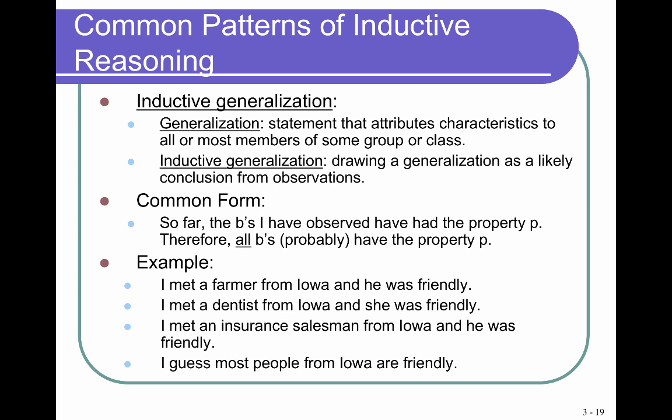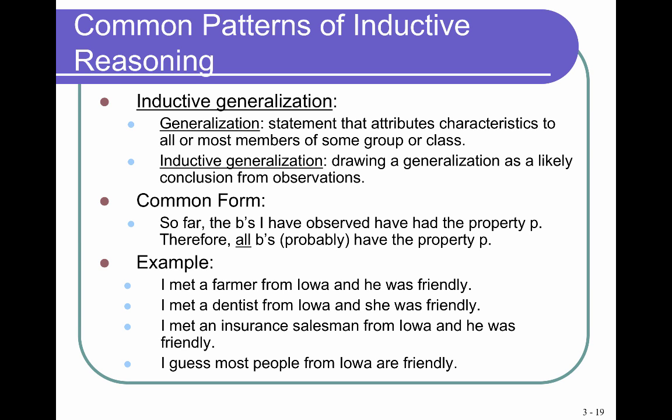When we generalize, we come to a conclusion based on our observations about particular things. If we see the same thing happen often enough in a particular situation, it's natural for us to come to the conclusion that that's the thing that generally happens in that situation. Do we know that's exactly what happens every time in that situation? Not necessarily, but that's what inductive reasoning is all about. The common form is this. So far, the bees I have observed have had the property P. Therefore, all bees probably have the property P.